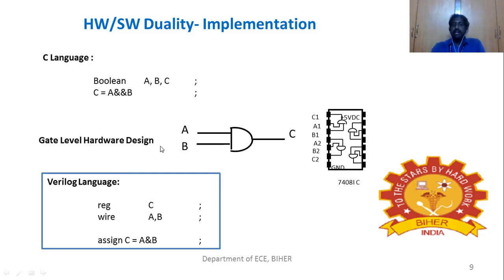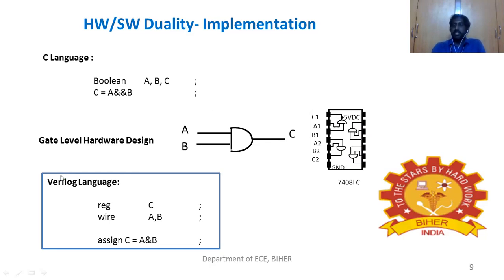And then the gate level hardware design is represented on the right hand side. You can see an AND gate there. So we have 4 gates. For the first gate, A1 and B1 are the inputs and C1 is the output. The second one has A2, B2 as inputs and C2 as output. The third has A3, B3 as inputs and C3 as output. And the fourth has A4 and B4 as inputs and C4 as output. So 4 gates are integrated in the chip. So it is a gate level hardware design.